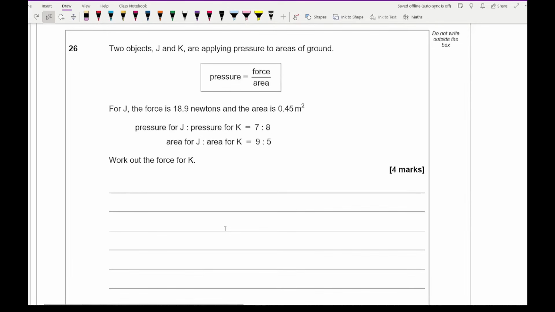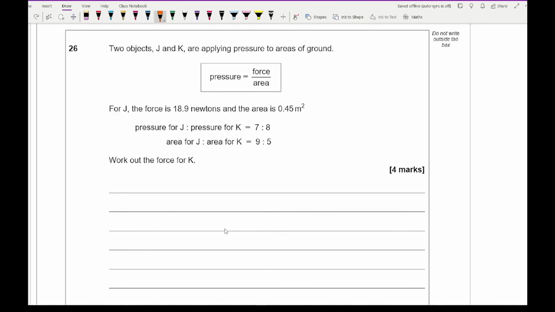Then moving on to question 26, it says two objects J and K are applying pressure to areas of the ground. For J, the force is 18.9 newtons and the area is 0.45 meters squared. And the pressure for J to the pressure of K is in the ratio of 7 to 8, and the area of J to the area of K is 9 to 5. Work out the force of K.